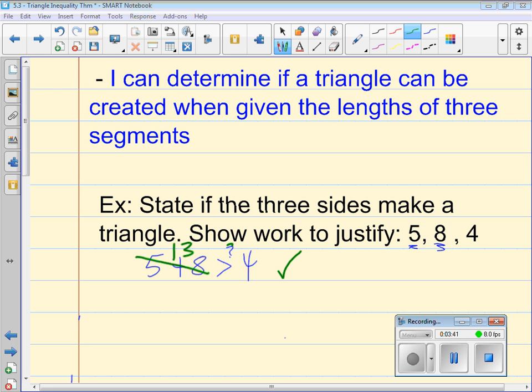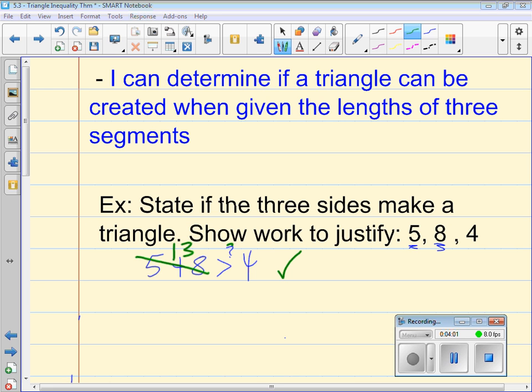Now I'm going to go through this work and show you the other two, and I hope that you take notes on this. What I want you to know is I'm showing you how I expect you to respond to questions like this. You can write sentences or whatever, but I'm showing you exactly how I want you to respond to this. You're going to write 2 sides added together greater than the third side with a question mark over it.